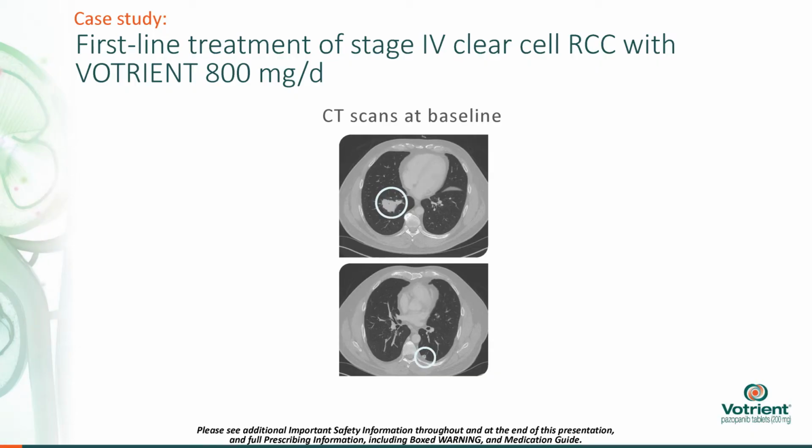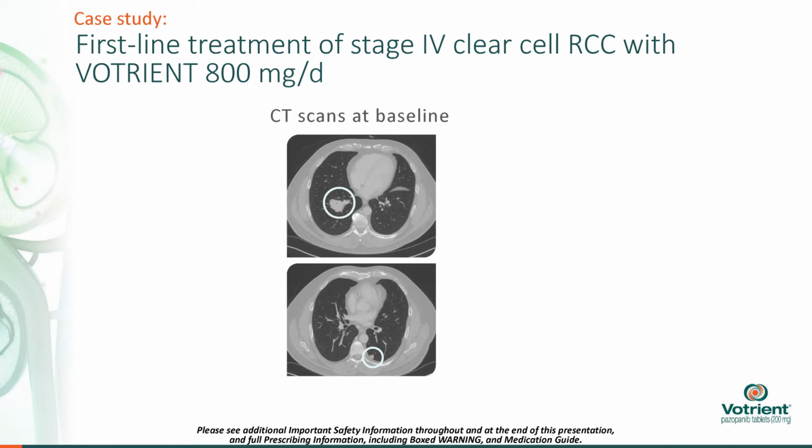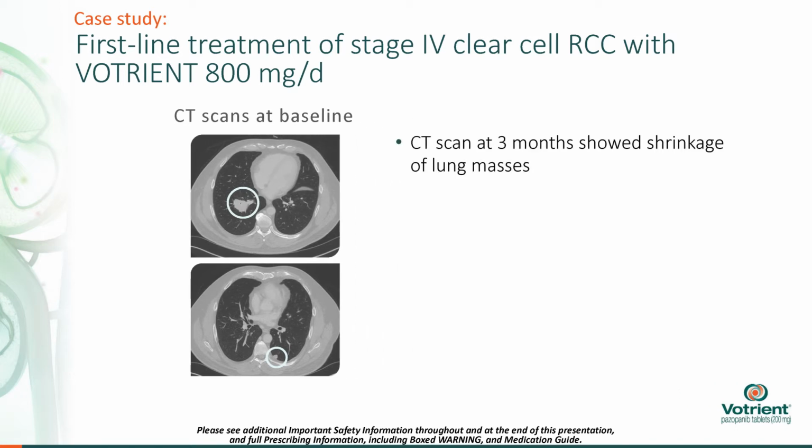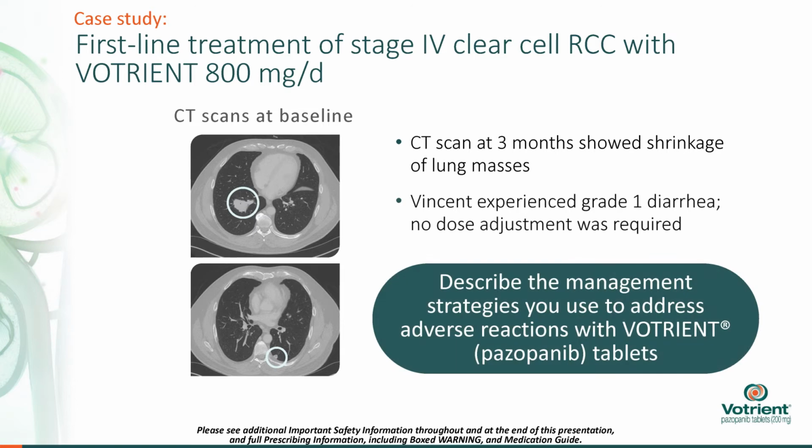Here are the CT scans that show the lung masses detected at baseline. Vincent had favorable risk status and was asymptomatic and was initiated on Votrient 800 mg daily for first-line treatment of stage 4 clear cell RCC. During a follow-up visit at 3 months, the CT scan showed shrinkage of the lung masses compared with their size at baseline. Vincent experienced some grade 1 diarrhea. A dose adjustment was not required.